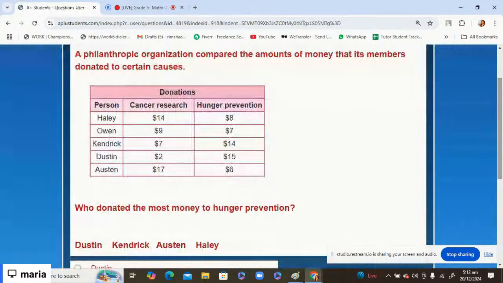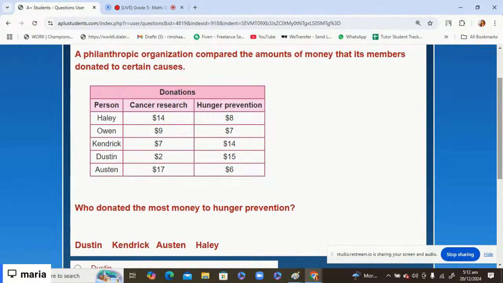Philanthropic organizations compare the amounts of money that their members donated to certain causes. Persons are given: Halle, Owen, Kendrick, Dustin, and Austin. Cancer research is given 14, 9, 7, 2, and 17. Hunger prevention is given 8, 7, 14, 15, and 6. Who donated the most money to hunger prevention? We are interested in the last column.